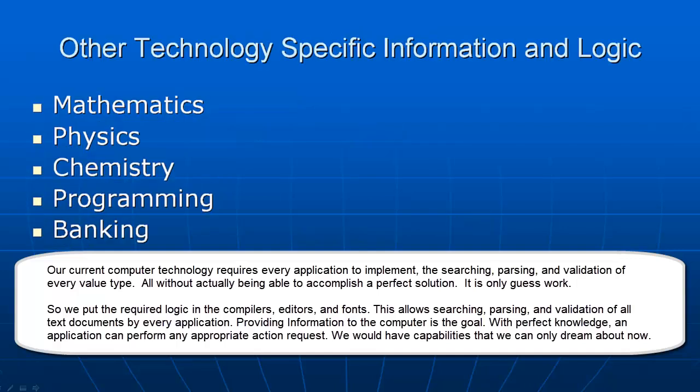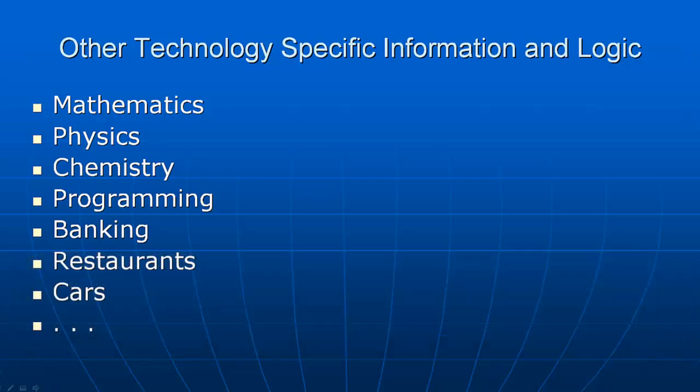And then we have other technology-specific information and logic. So mathematics has its own two-dimensional character representations, physics, chemistry, chemical equations, molecules, programming has its own technology and information and logic character representations that we want to put on paper. And banking and restaurants and cars. And so everybody has different information, different reasons that we want to visualize it. And that's what we want to put in our text. But we also want that knowledge to be known to the computer.